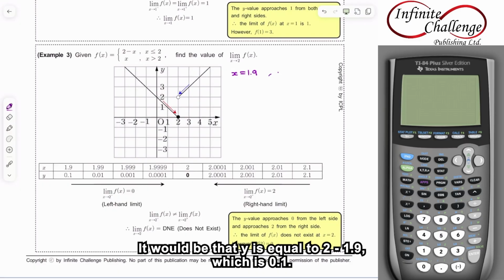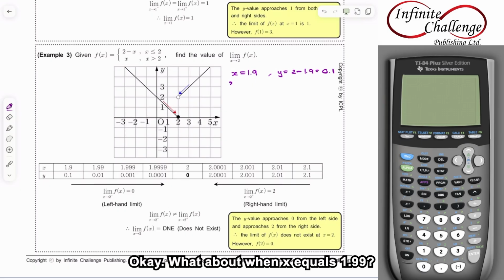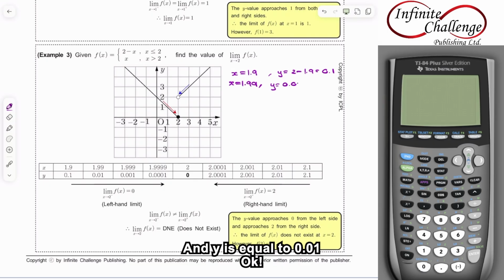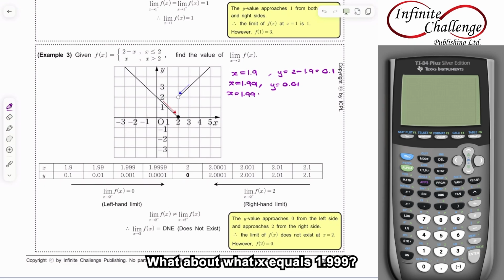It would be that y is equal to 2 minus 1.9, which is 0.1. Okay, what about when x equals 1.99? We're getting closer to 2, but still on the left side, and y is equal to 0.01. Okay, what about when x equals 1.999?